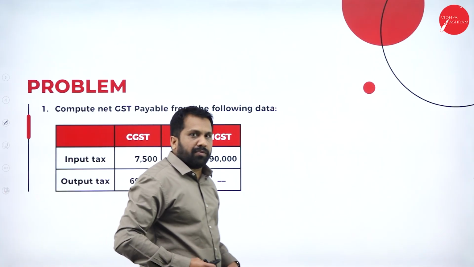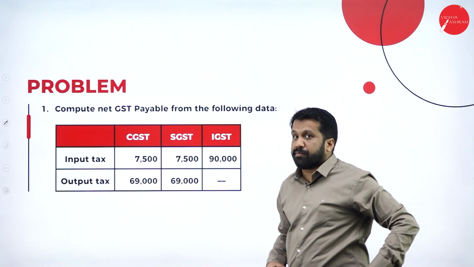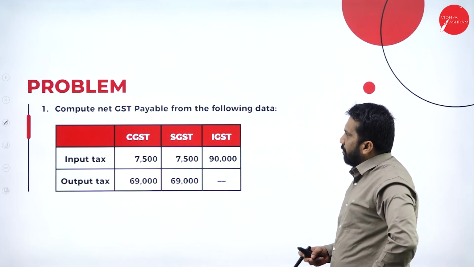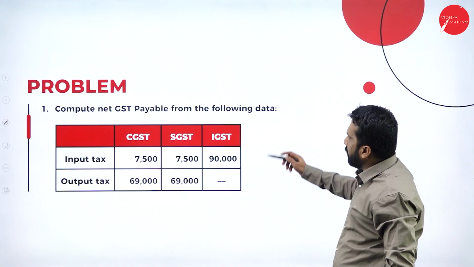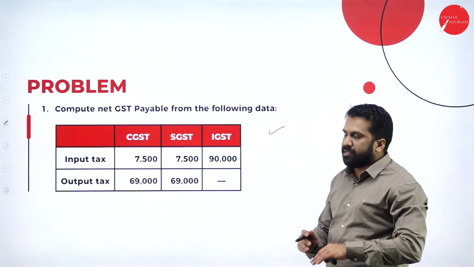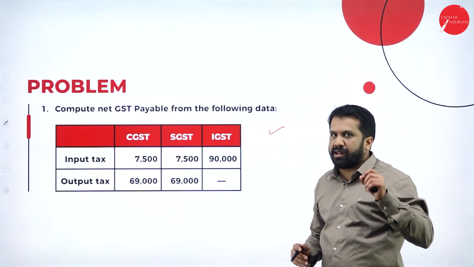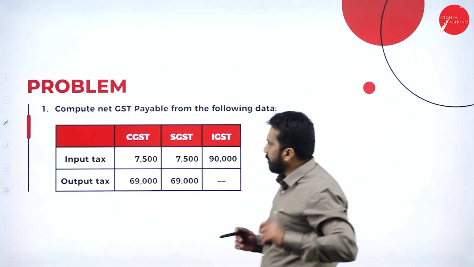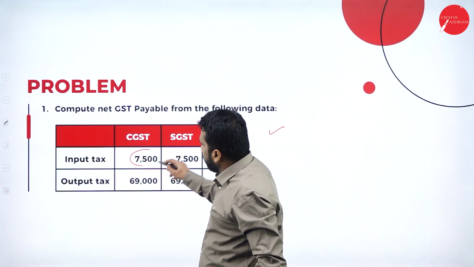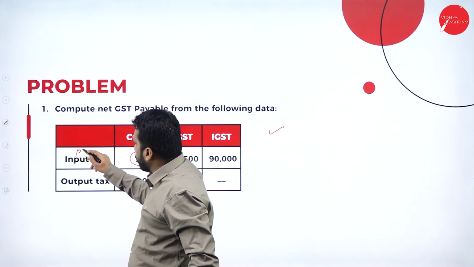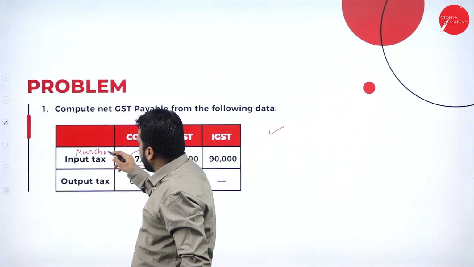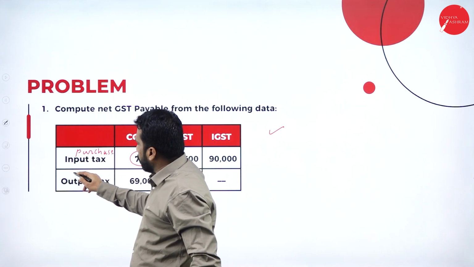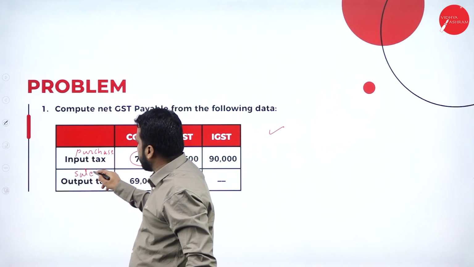Now, we'll go with one problem. As I told you, it is a 15 marks problem. This is an important one. Compute GST payable from the following. Now, in this, there is no calculation of input tax credit; we are only calculating GST. Always remember, input means tax on purchases. Output means tax on sales.